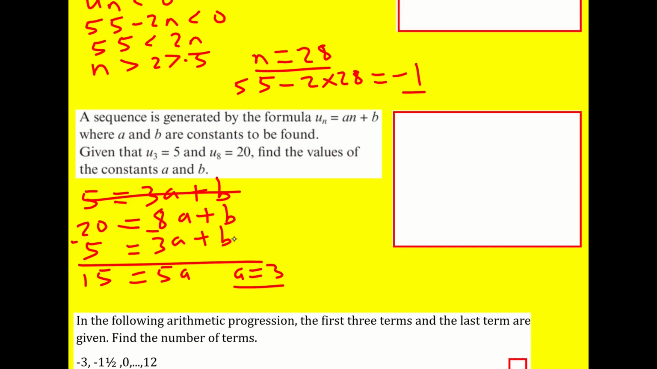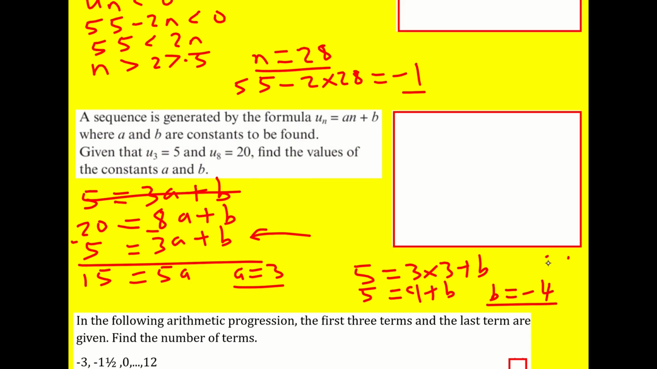Let's substitute it back into this one because it's the simplest one. So 5 is going to equal 3 times 3 plus b. 5 equals 9 plus b. b is equal to minus 4. Hooray.